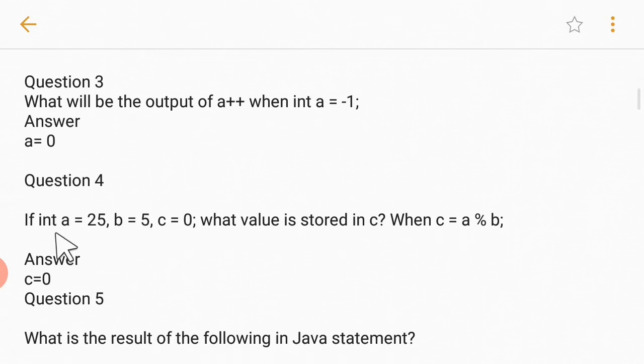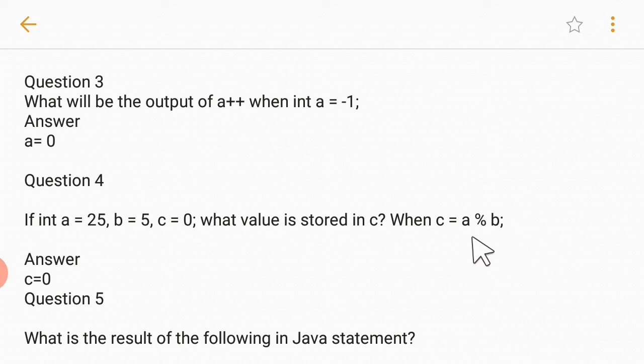After that students, we have question number 4. int A = 25, B is having 5, C is 0. All three variables A, B, C are of type int. So what value is stored in C when C = A mod B? So the mod operator, students, gives us the remainder. It is also used for checking divisibility.